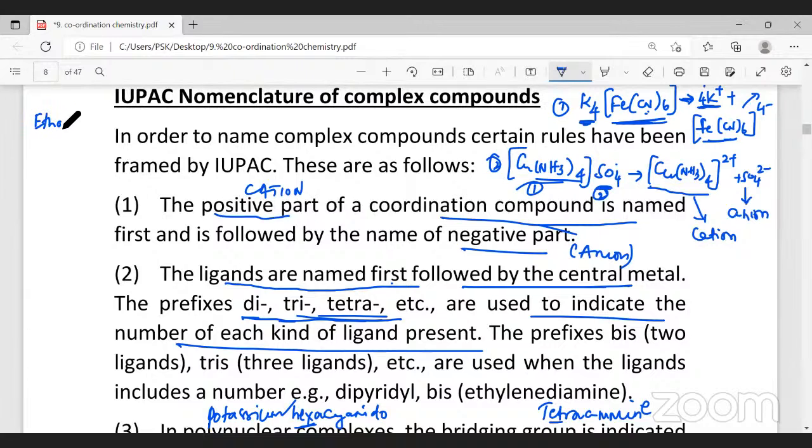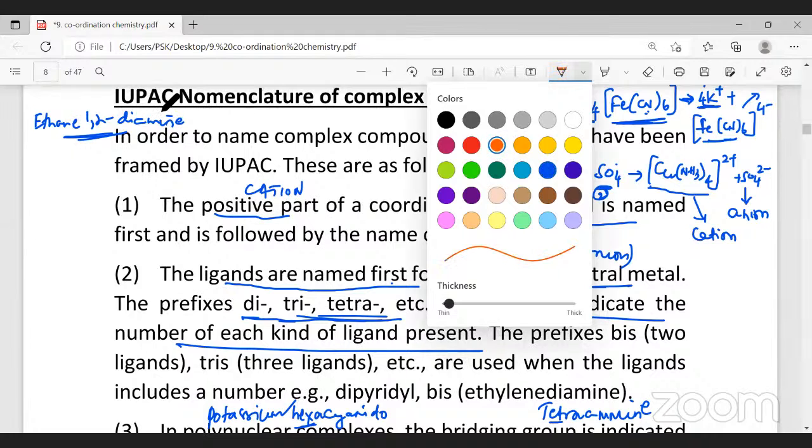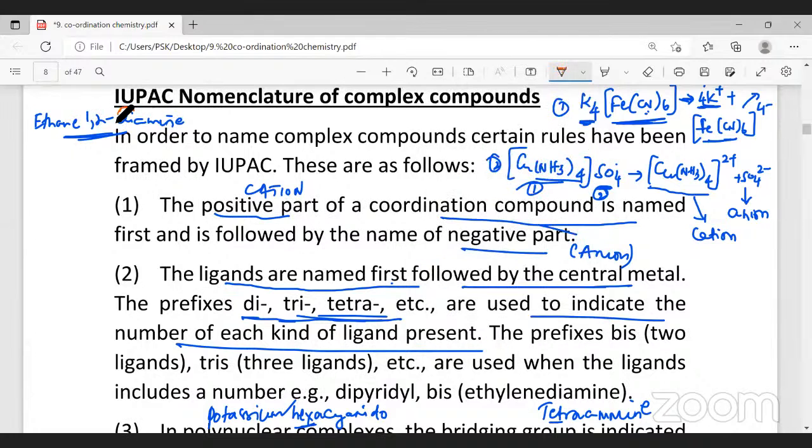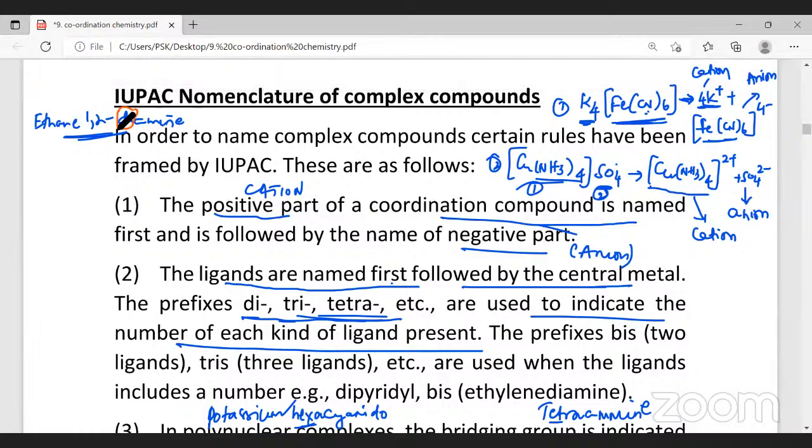Now, if I take ethane-1,2-diamine, this is a ligand. Ethane-1,2-diamine is a ligand, and in the ligand itself I have a prefix. Di is a prefix. Can you identify that?